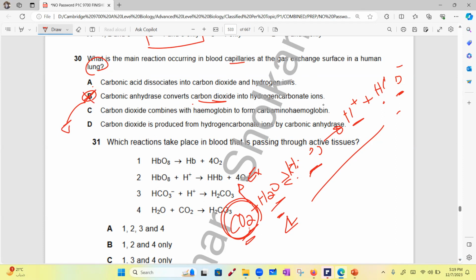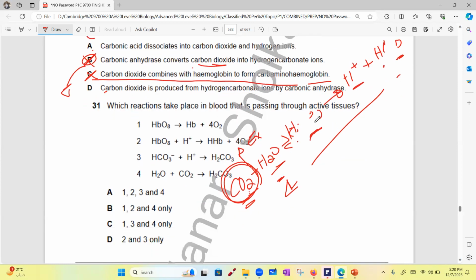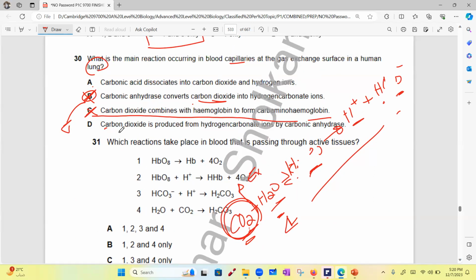C. Carbon dioxide combines with hemoglobin to form carbaminohemoglobin. Wrong, because we want to get rid of the carbon dioxide. D. Carbon dioxide is produced from hydrogen carbonate ions by carbonic anhydrase. Is D right or wrong? Right.